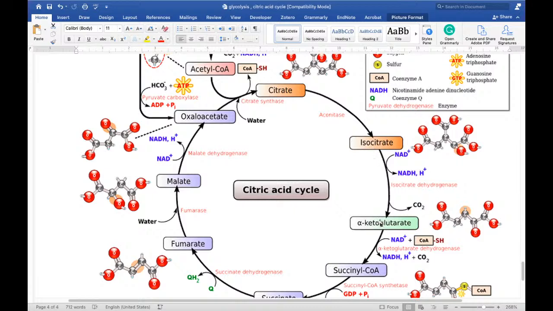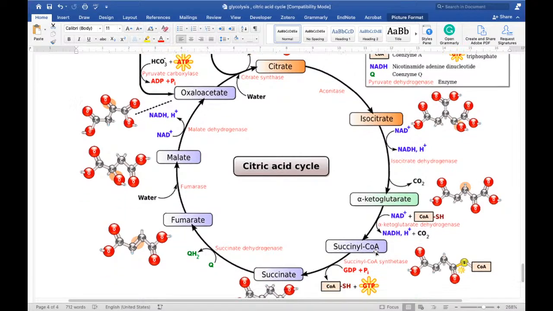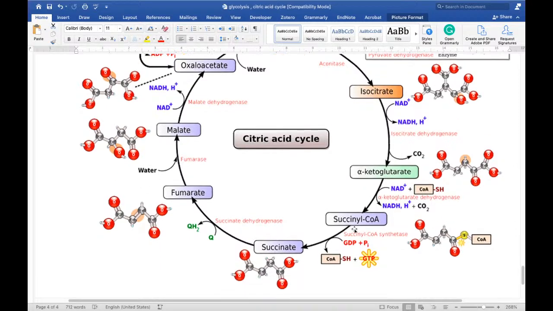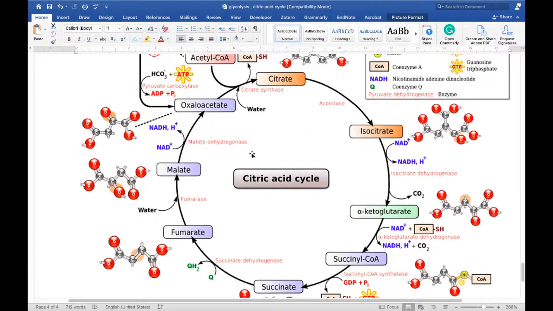Then isocitrate produces alpha ketoglutarate in the presence of isocitrate dehydrogenase and NAD plus. Then alpha ketoglutarate produces succinyl coenzyme A in the presence of alpha ketoglutarate dehydrogenase. Then succinyl coenzyme A produces succinate in the presence of succinyl synthetase, and succinate produces fumarate in the presence of succinate dehydrogenase, and fumarate produces malate in the presence of fumarase, and malate produces oxaloacetate in the presence of malate dehydrogenase, and then oxaloacetate produces citrate in the presence of citrate synthase.